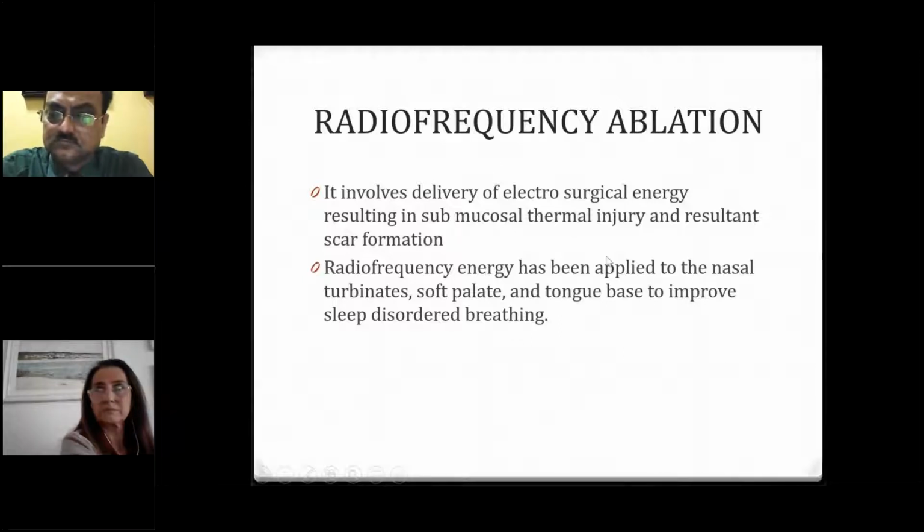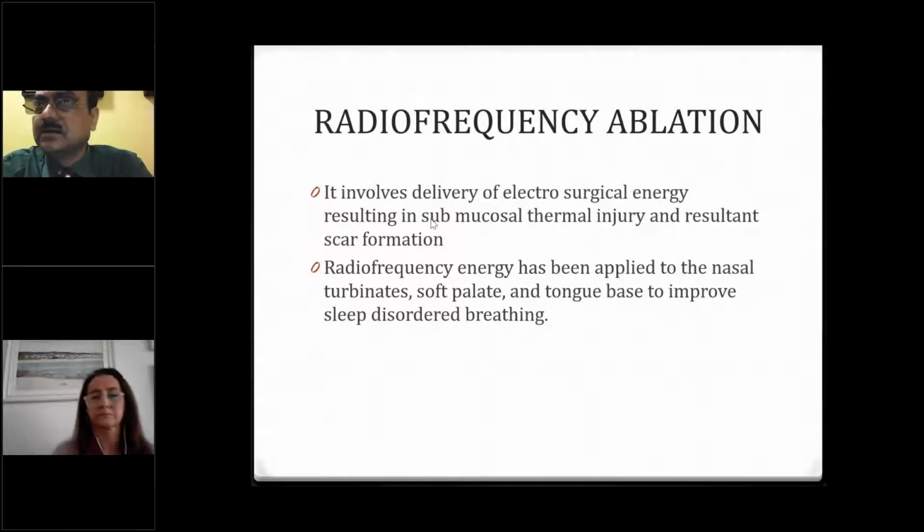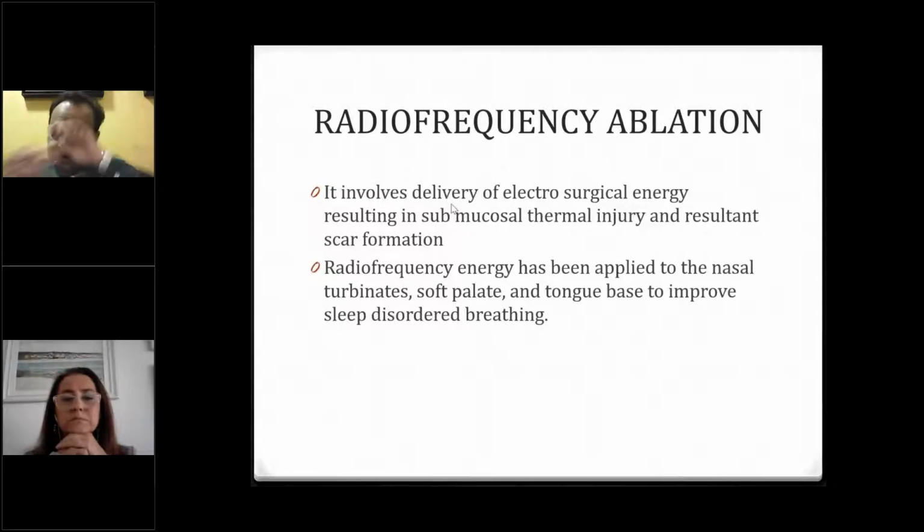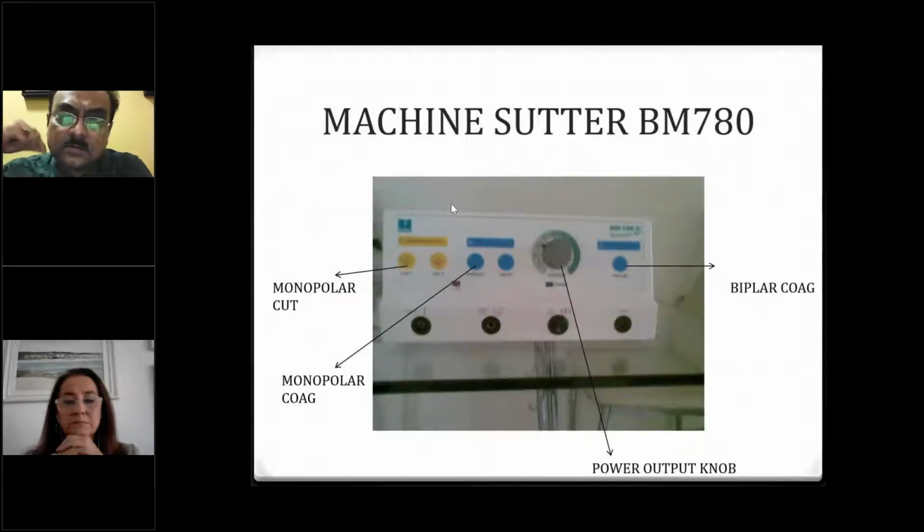So by giving radio frequency energy to the obstructed part, or the part which causes snoring, or the part which is lax, you produce inflammation and then fibrosis and scar formation, making those tissues taut, and at times dilating those tissues or increasing their width, wherein the airway becomes more patent and the tissues become taut, decreasing the snoring sound. With this principle, we see the various procedures for radio frequency ablation.